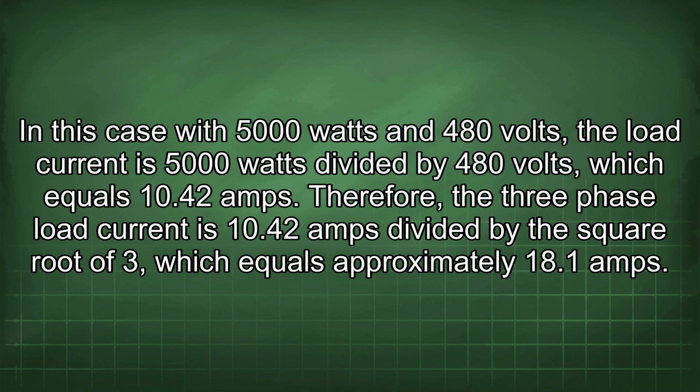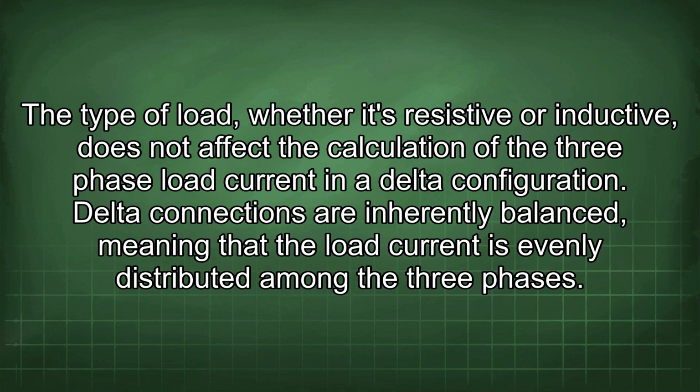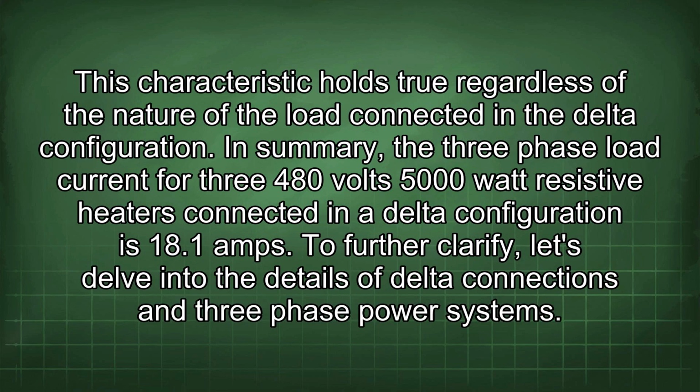The type of load, whether it's resistive or inductive, does not affect the calculation of the three-phase load current in a delta configuration. Delta connections are inherently balanced, meaning that the load current is evenly distributed among the three phases. This characteristic holds true regardless of the nature of the load connected in the delta configuration.